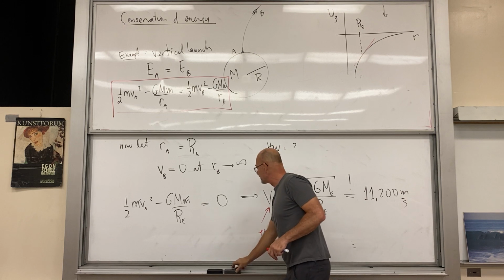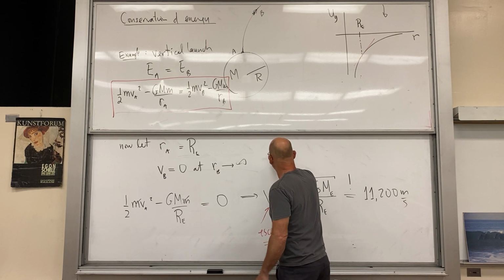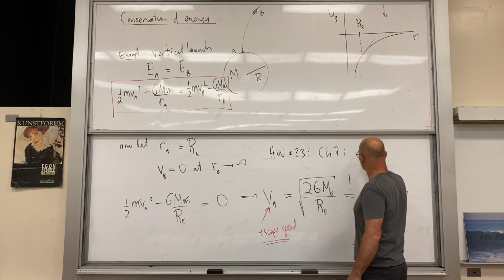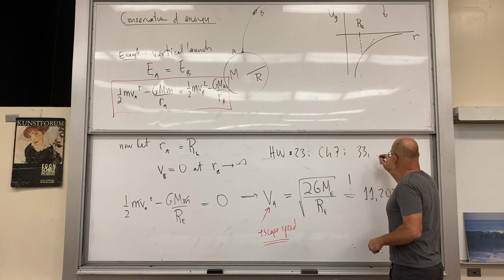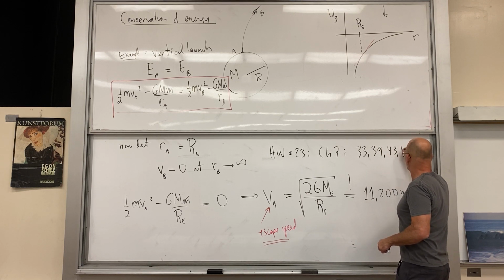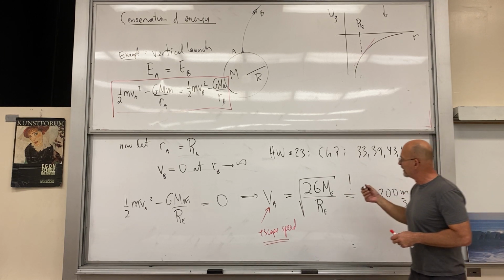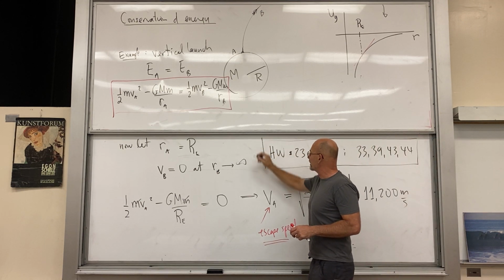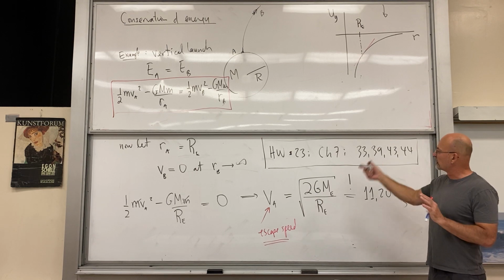Chapter 7. By the way, what homework is this? Number 23, so I'll just write this down. Homework 23, chapter 7, problems 33, 39, 43, and 44. Okay, try these, ask me about them next week too, and remind me to do some of these for you. These are really good. Nothing too fancy, but they're good. And they've all been set up for you in the course of today's lecture.